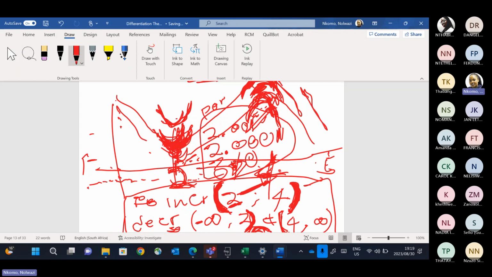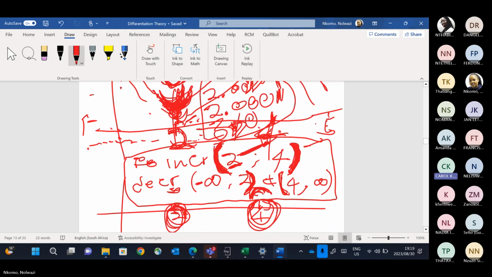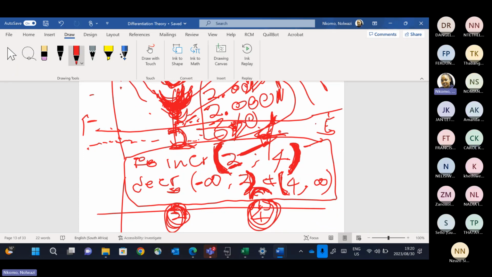Okay. I'm not sure whether it makes sense. Okay, no, I did understand that part. I just didn't understand why you then say it decreases at negative infinity, 2 and 4 infinity. Wait. Okay. You see here again, I said I'm not going to include these points. That's why I have curly brackets.